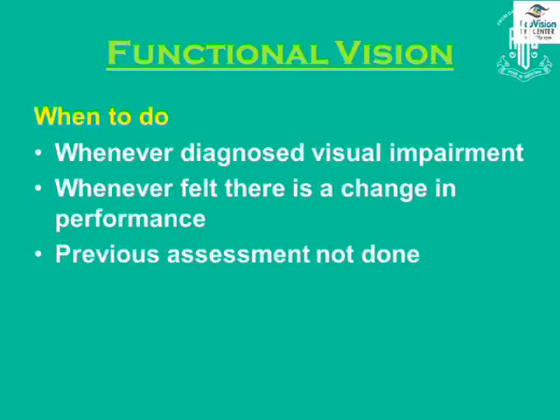So why do we do functional assessment? The importance of functional vision is to form a baseline, to determine the current level of ability to see, to plan early intervention and develop an individual educational plan, and to plan for vision training and use of devices. Here both, how to use the vision and how to use the devices. We have to do it whenever the child is diagnosed as having visual impairment, whenever there is a change in performance, or when a previous assessment has not been done.